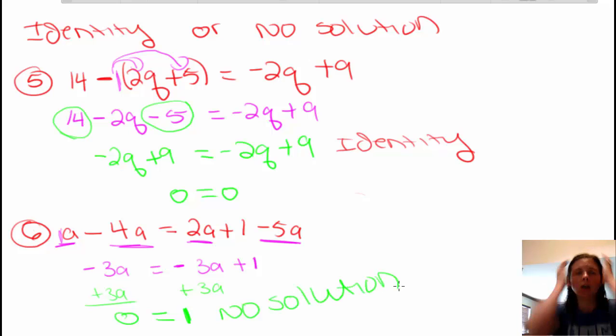So what that means is no matter what number you put in for a, nothing's going to work. Up here you can put in any number for q and it would work. Okay, so on your assignment it's going to say, is it an identity or no solution? And that's what you figure out. If one side equals the other, it's an identity. And if these two numbers aren't the same, then it's no solution.